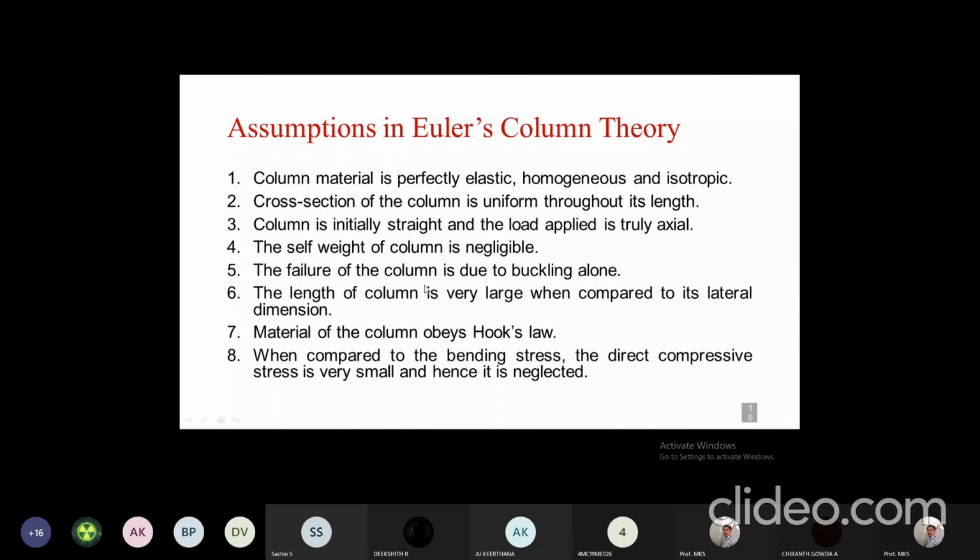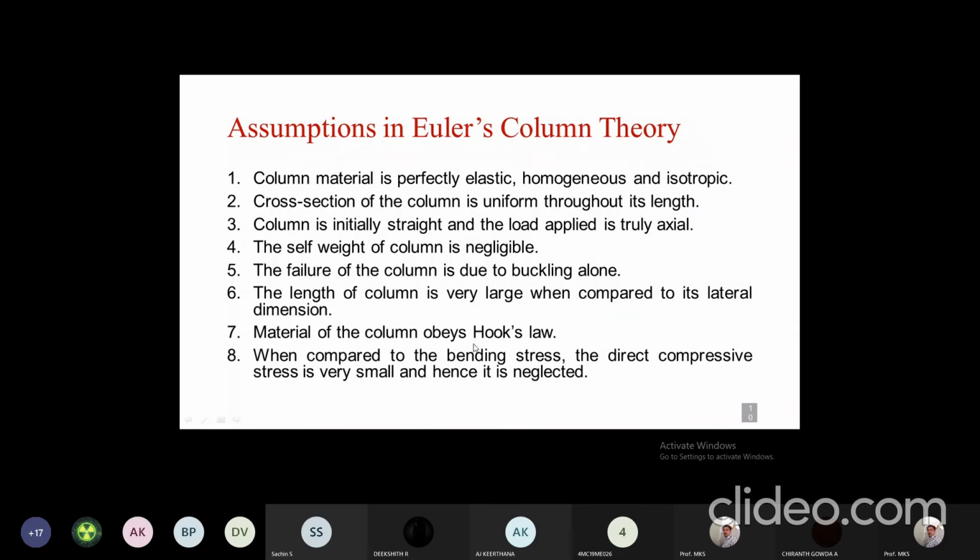Next, the failure of the column is due to buckling alone, as we defined with buckling. Whenever the load exceeds the limiting value, the column starts to wobble or buckle, and the column collapses. So the failure of the column is only due to buckling. The sixth assumption is that the length of the column is very large compared to its lateral dimension. So it is a long column, with length very high with respect to its cross section.